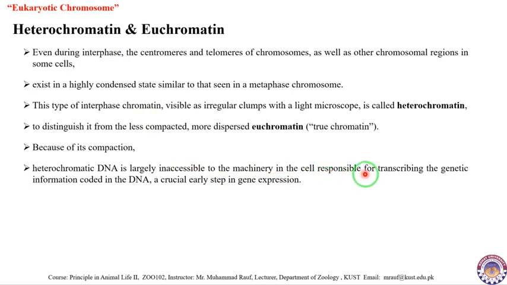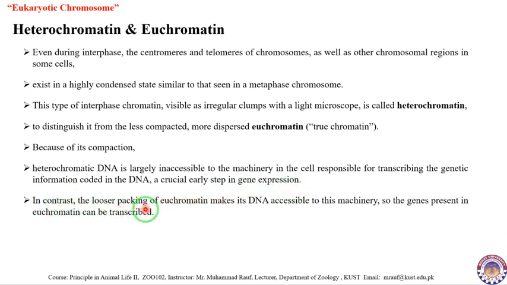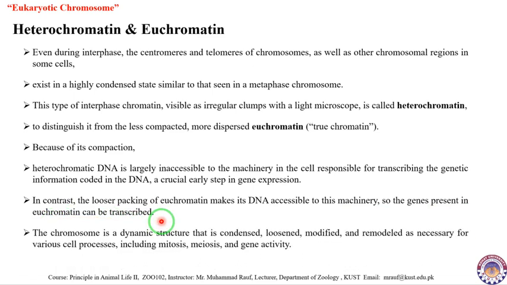Because of its compaction, heterochromatin DNA is largely inaccessible to the machinery in the cell responsible for transcribing the genetic information coded in DNA, a crucial early step in gene expression. In contrast, the looser packing of euchromatin makes its DNA accessible to this machinery, so the genes present in euchromatin can be transcribed. The chromosome is a dynamic structure that is condensed, loosened, modified, and remodeled as necessary for various cell purposes, including mitosis, meiosis, and gene activity.